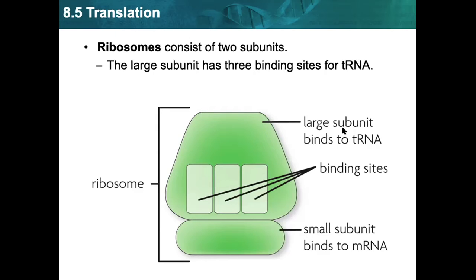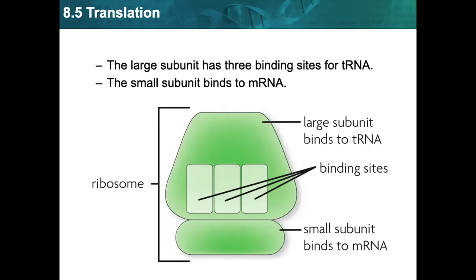And then the larger part up here, that's for tRNA. And you have 3 tRNAs which can come in here at any one time. And as they come in, they bring an amino acid in, which is then bound together to create the protein. So the large subunit holds the tRNA, which holds the amino acid. The small subunit holds the mRNA.